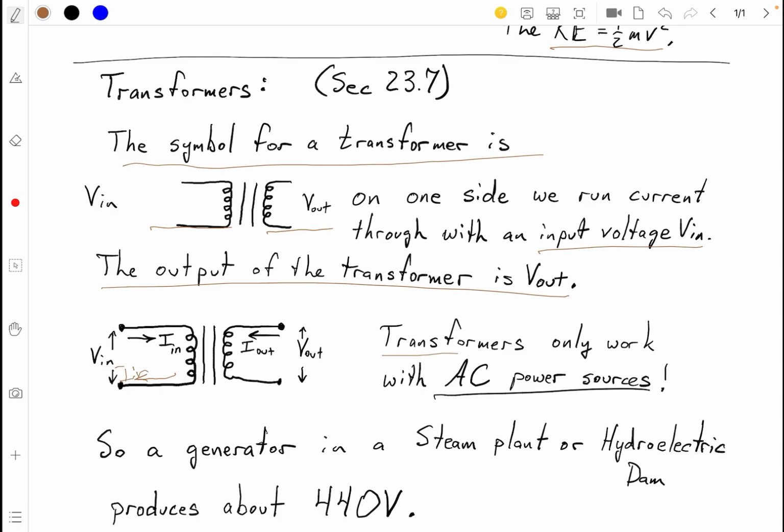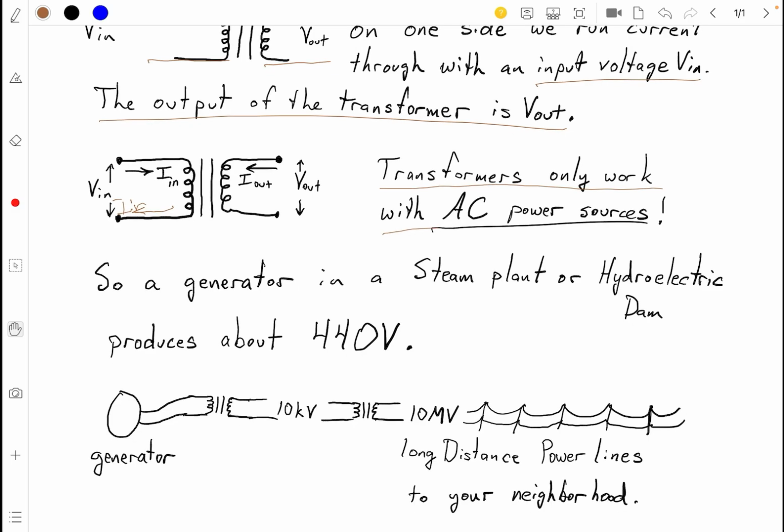Now, one important thing is transformers only work with AC power sources, all right? So it only works with AC. You can transform DC, but it's a lot harder to do, and transformers are inexpensive. So we like to use AC. Everybody wants AC to do these things.